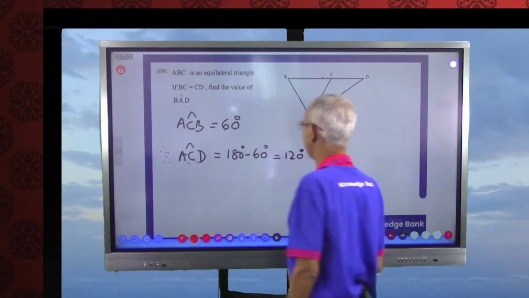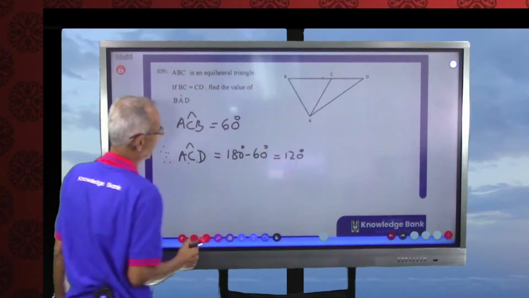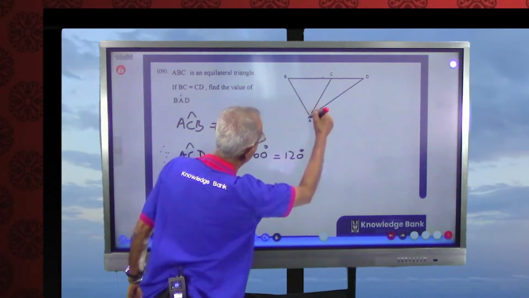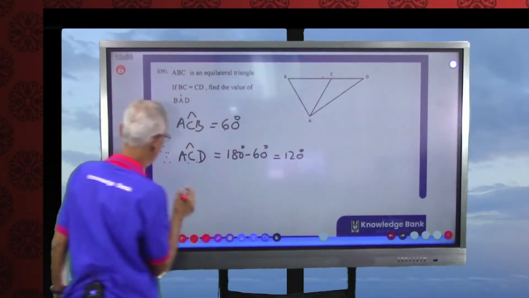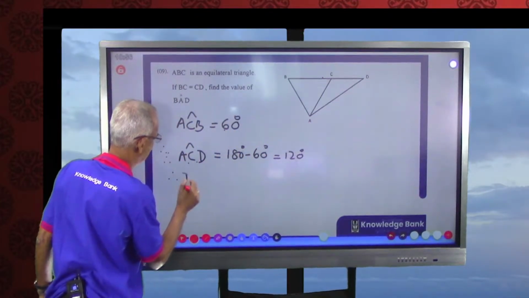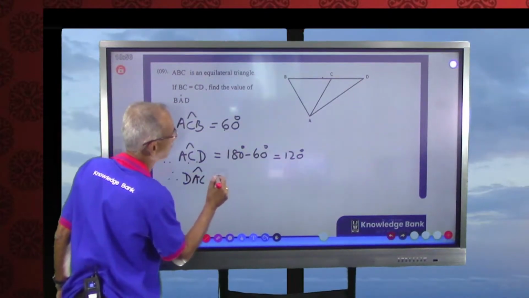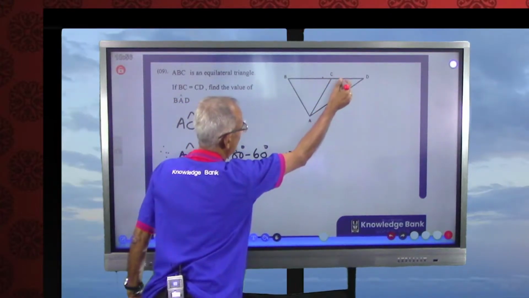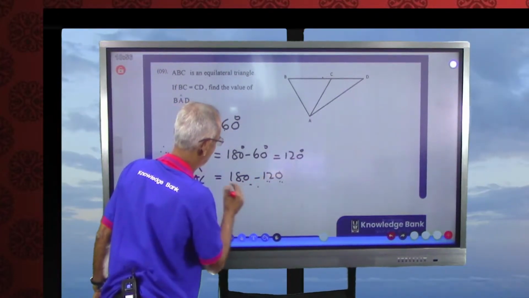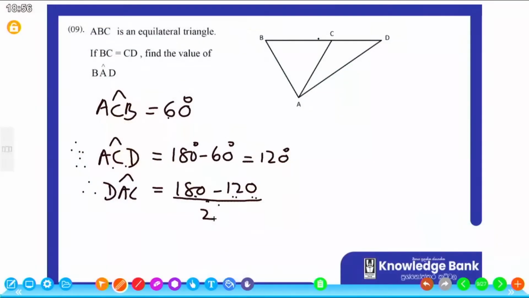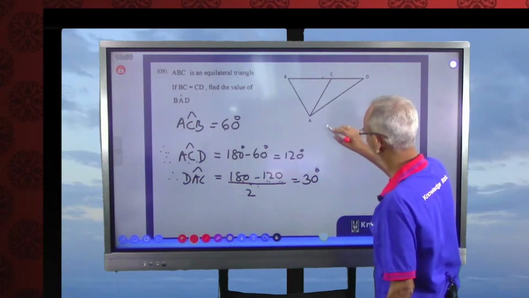Then the question is to find the angle BAD. BAD means this part. First we can find the angle DAC. DAC is equal to 180 minus 120, then divide by 2. 180 minus 120 is 60, 60 divided by 2 is 30 degrees. So DAC is equal to 30.